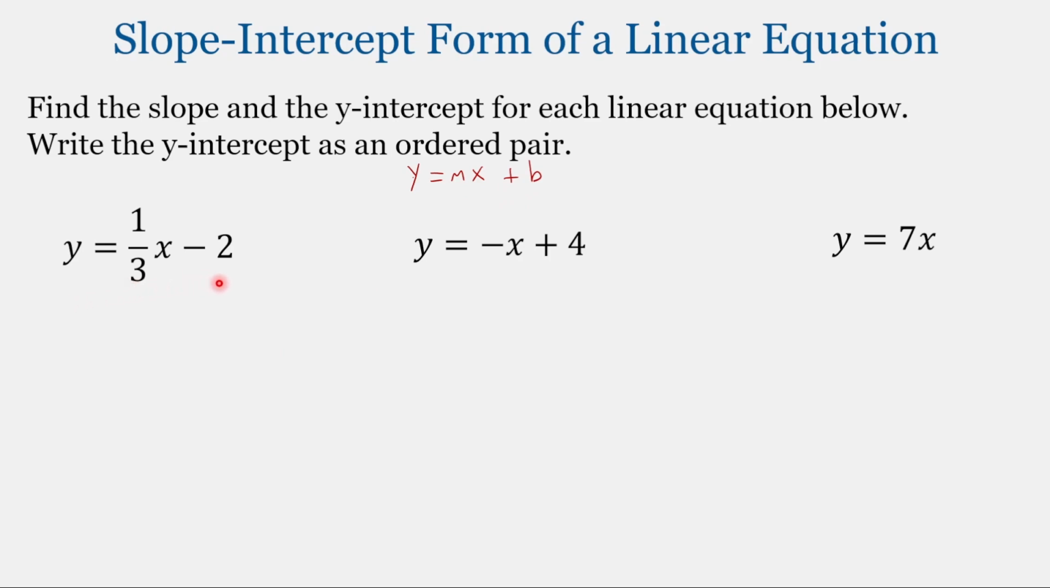So this first equation, this is written in slope-intercept form. So our slope is equal to 1/3. That's the coefficient of x.